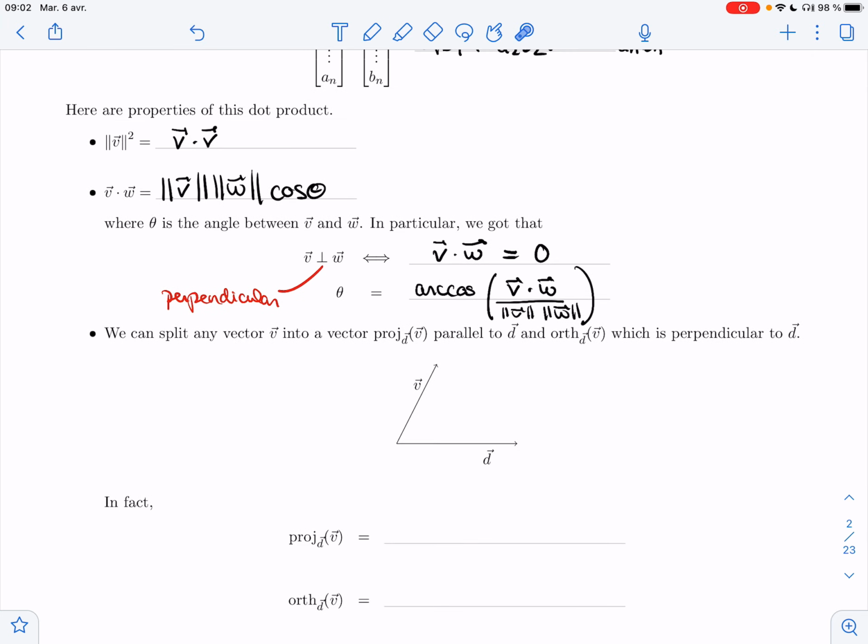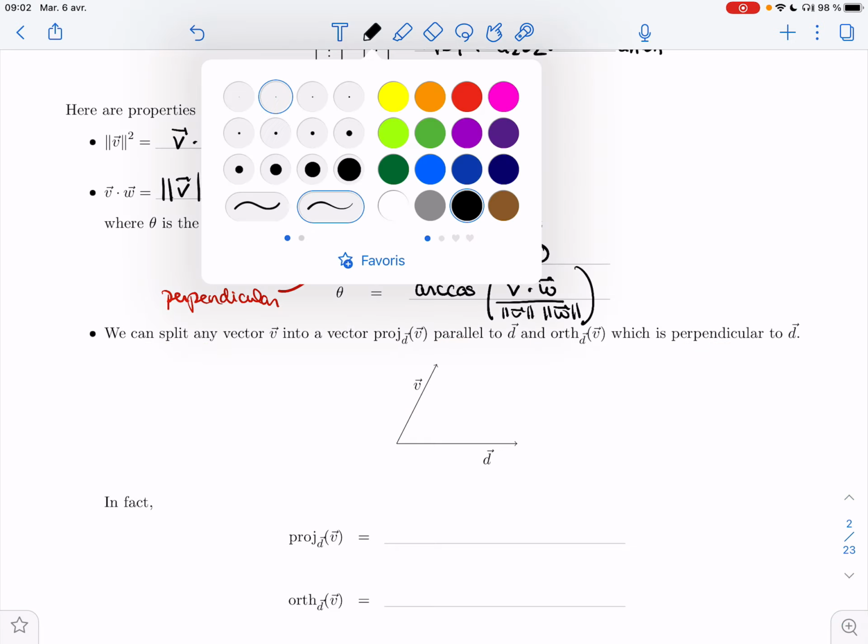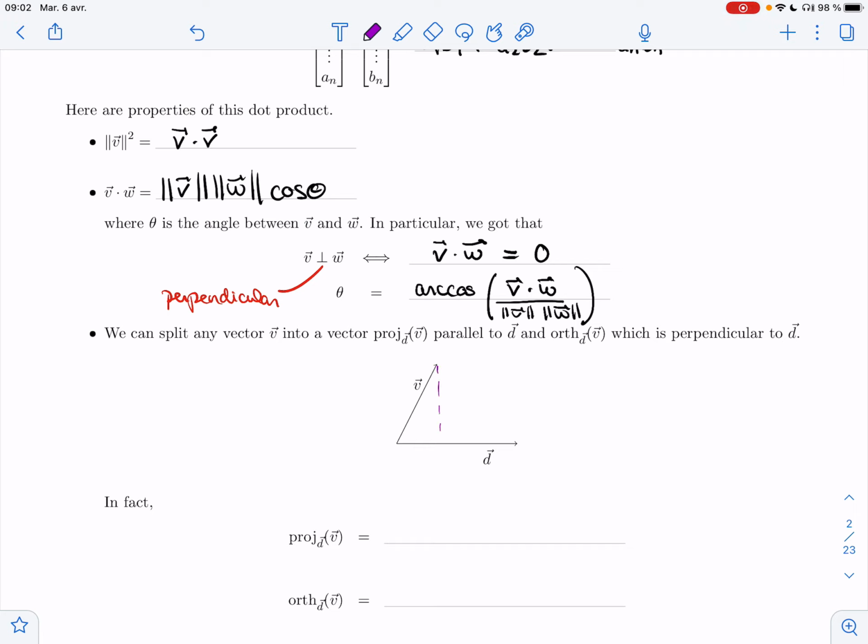One thing that will be particularly interesting for us this chapter is to do projections. So if you remember what we did in Linear 1, we can split any vector v into a vector projection that's parallel to D and an orthogonal vector which is perpendicular to D. So if I look at this picture, you drop the perpendicular, the projection would be the part that's parallel, and the second vector here that links the projection back to v, that's called the orthogonal.